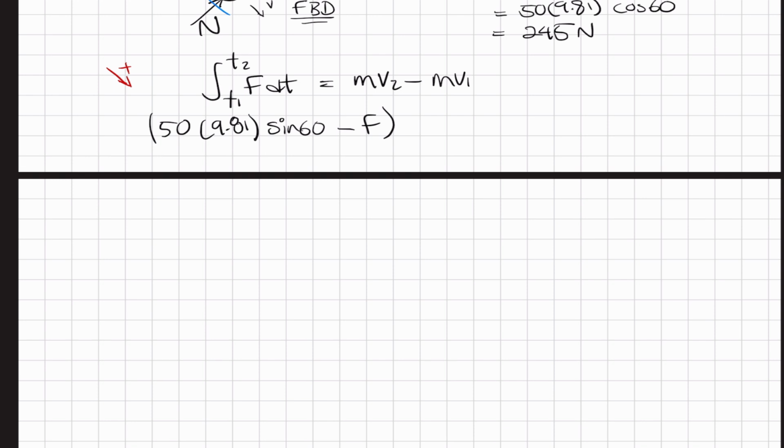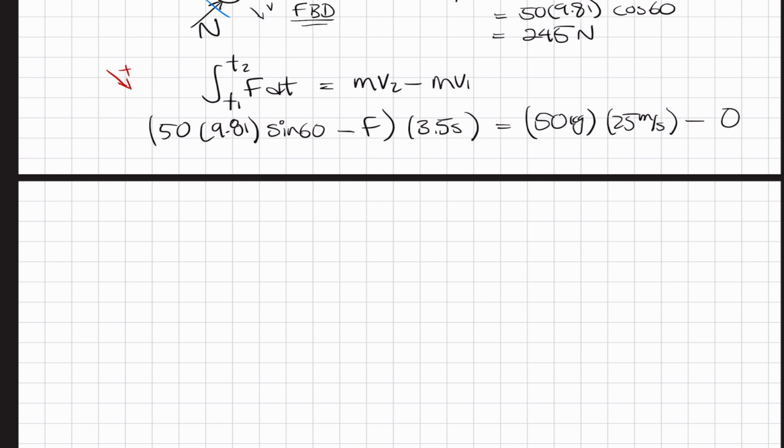Then you have to also account for the period of time over which this force is being applied. And the question told us this was 3.5 seconds, right? We obtained our velocity over 3.5 seconds. And we could say mass is 50 kg. Velocity 2 was given as 25 meters per second. And mass times velocity 1 is 0. Velocity 1 is the original velocity with which we started, and that's 0. So we have one equation, one unknown, and if we solve this, we get a friction force equal to 67.2 newtons.